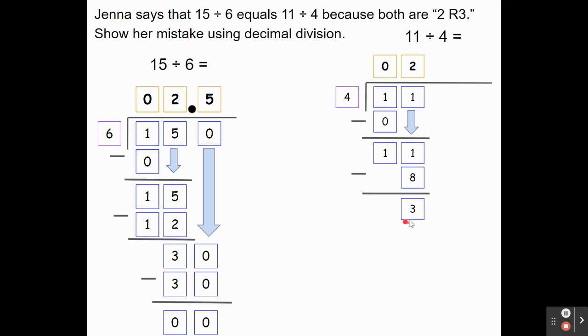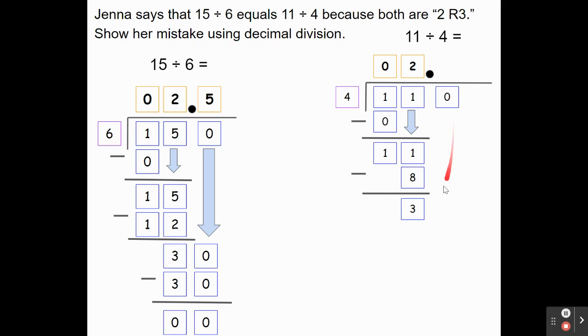So we could rewrite this 3 as a remainder, or we could rewrite this as a decimal. So notice there are no other digits to bring down. Since we're going to rewrite this as a decimal, we can write that there are 0 tenths here. Remember, the decimal point always goes between the ones and the tenths place.